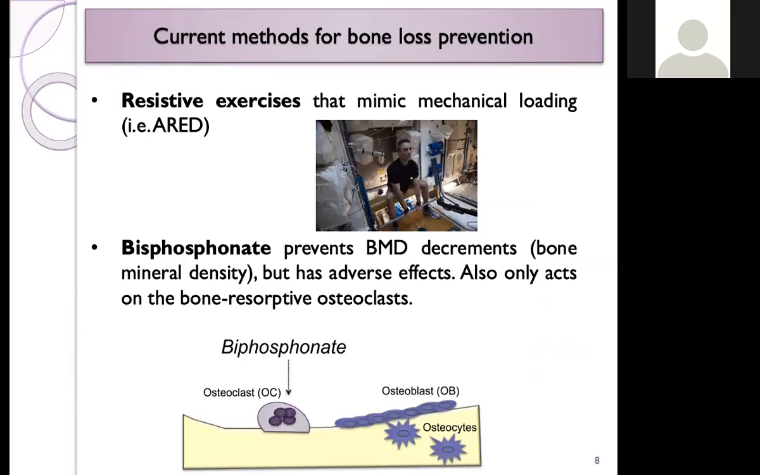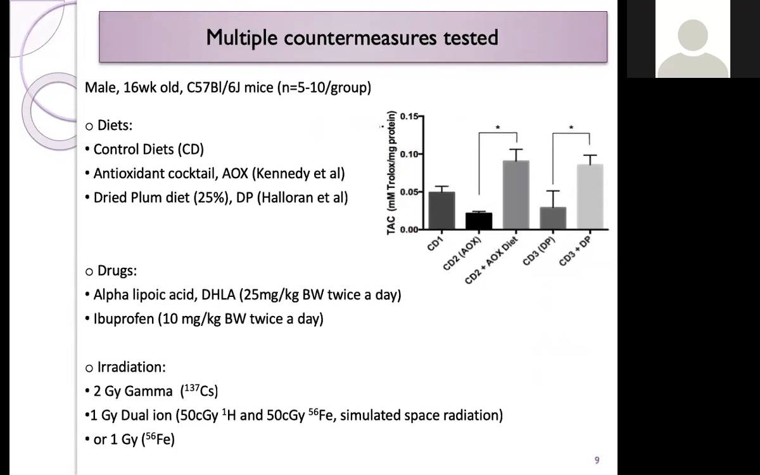So we decided to try multiple countermeasures to prevent the bone loss. In terms of diet, we have the control diets, CD. We tried an antioxidant cocktail diet based on Kennedy et al. We tried a dry plant diet based on Halloran et al. And we measured the total antioxidant capacity of the diets. As you can see, the antioxidant diet has increased total antioxidant capacity, as did the dry plant diet, compared to their respective controls.